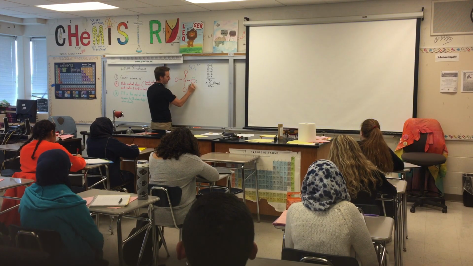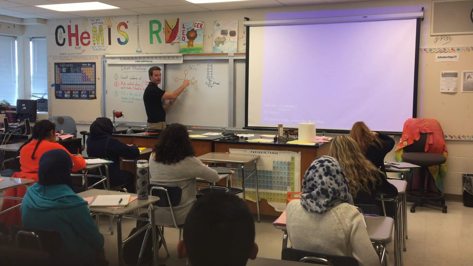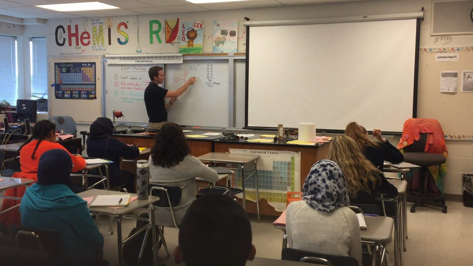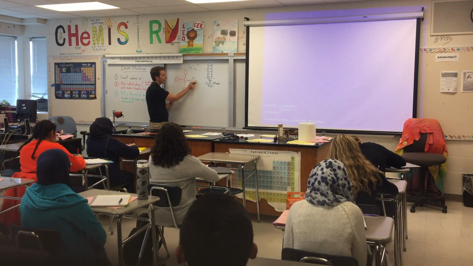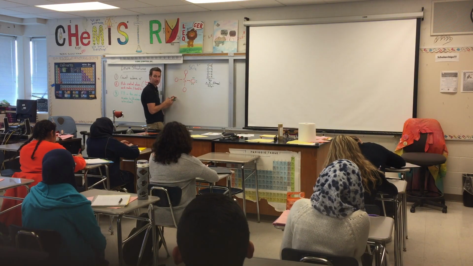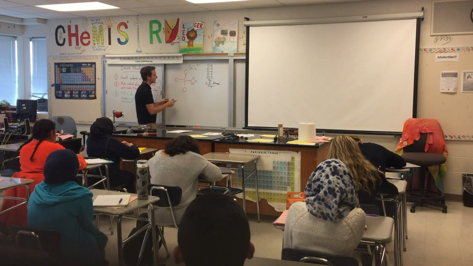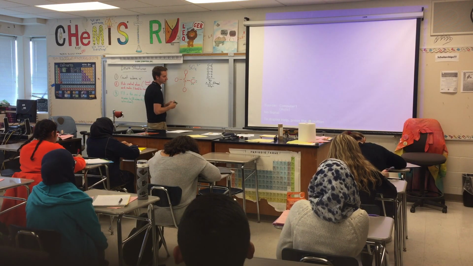12, 14. This atom's good to go, right? It's got 8 total around it because the shared pair counts both for this oxygen and for the sulfur because they're sharing them, right? So we have 8 on this oxygen.